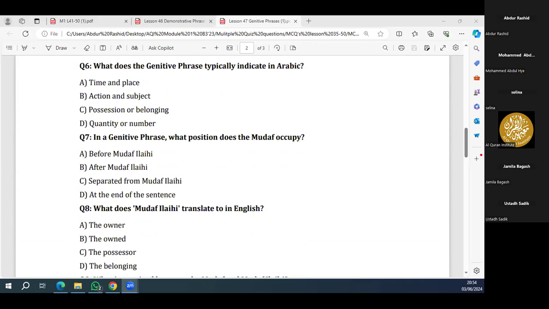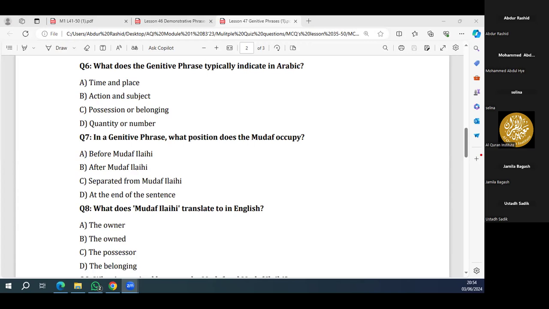Carry on, sir. Okay. Question 6. What does the genitive phrase typically indicate in Arabic? Is it A, time and place, B, action and subject, C, possession and belonging, or D, quality or number? Should be straightforward. Question 6. Quickly, please. They all answer C.